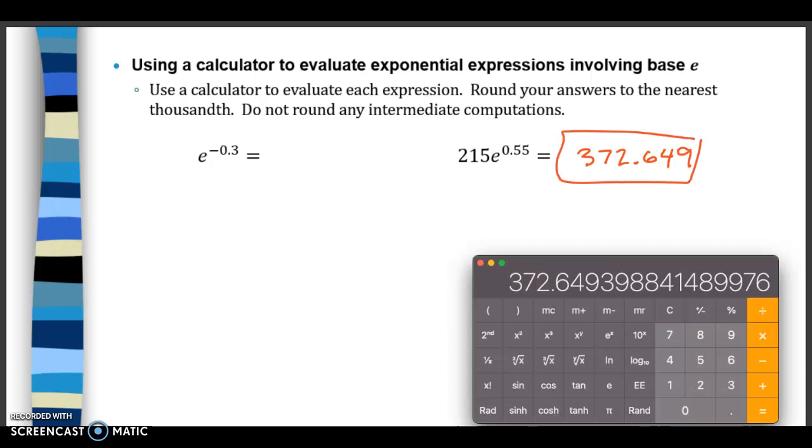So that's how you use a calculator for exponential expressions with base e.